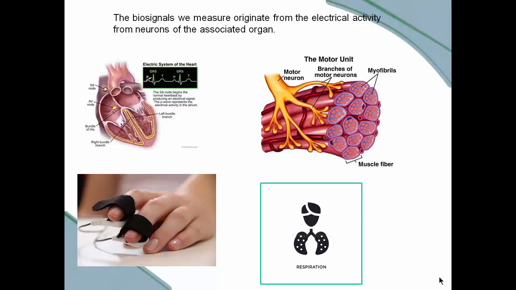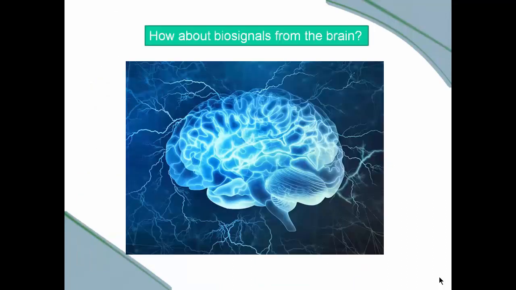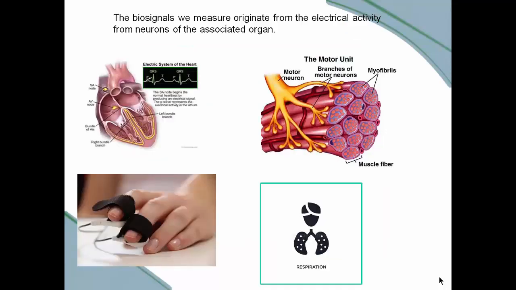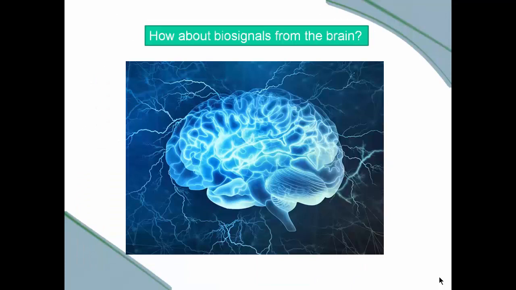And then in the lower left-hand corner of the slide, you see the two Velcro-contained electrodes on the fingers. I'm going to show you that in considerably more detail later during this presentation. So we look at the biosignals from these various organs and substrates, but how about biosignals from the brain? I think that's why we're all here anyway, to find out what those are all about and how we read those.